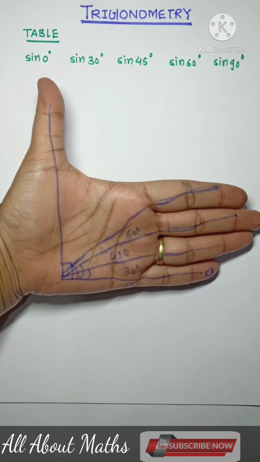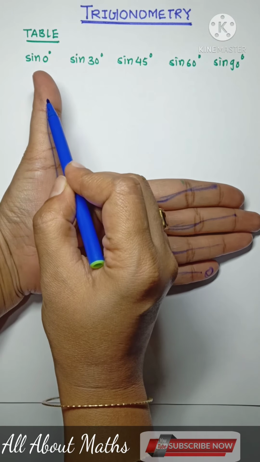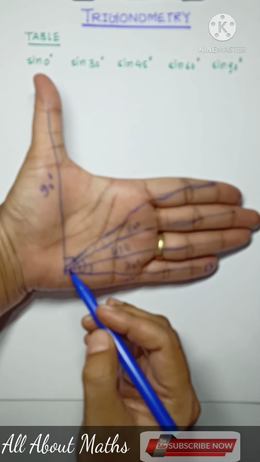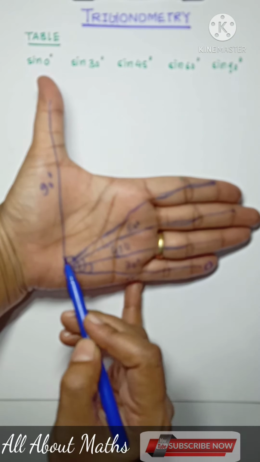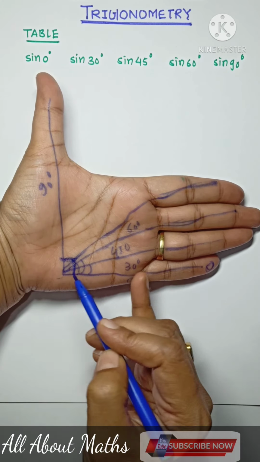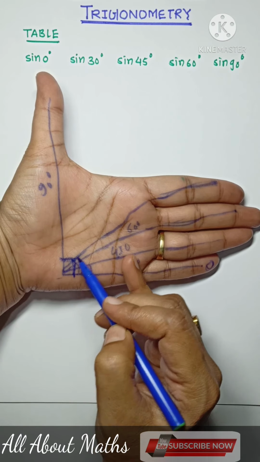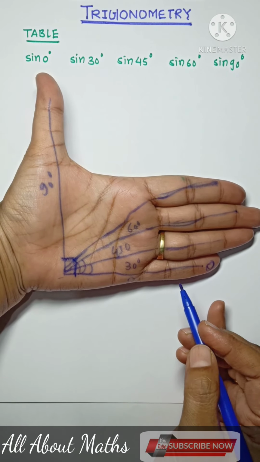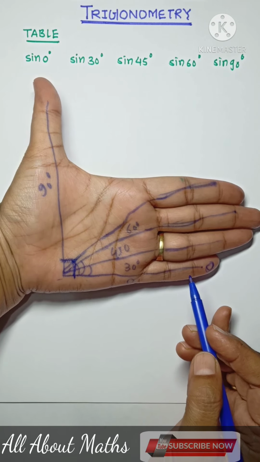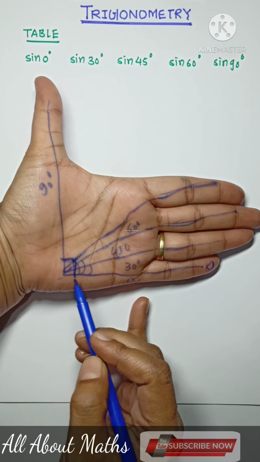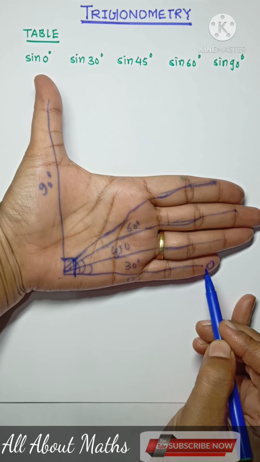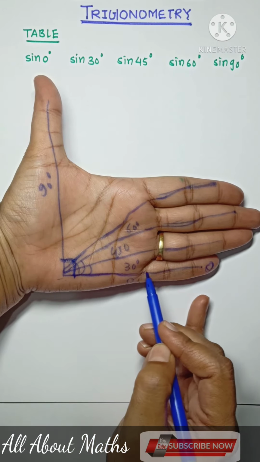See, this is our exact figure. You can see here this is at 90 degrees, and this is at 0 degrees. This line shows 30 degrees, this line 45 degrees and this line 60 degrees. Now you have the exact idea of what the figure is. So now for finding the sine 0 value, we'll just take the 0 line. The 0 line is on the baby finger or little finger.